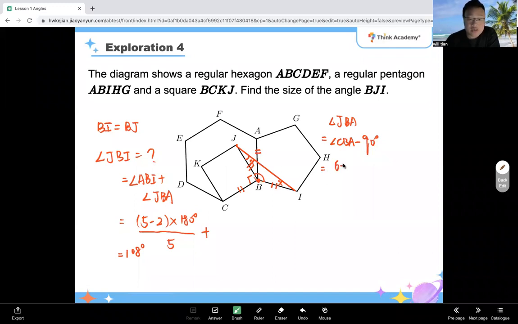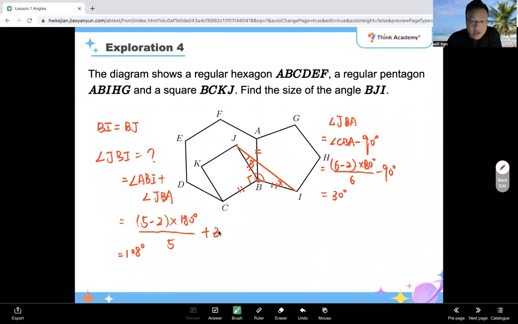So you're going to use 6. Guys, if you're familiar with the size of the interior angle of the hexagon, you can just go with 120. But if you're not, do this formula: 6 minus 2 times 180, divided by 6, and take away 90. And when you do this, you got 120, right? Minus 90 equals 30 degrees.